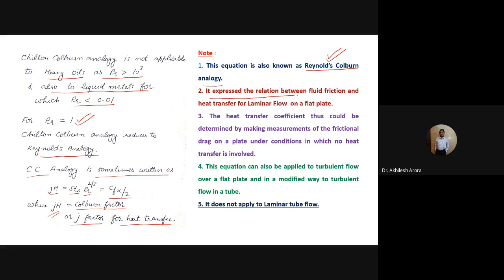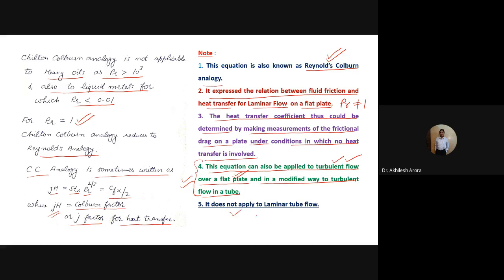It expresses the relationship between fluid friction and heat transfer for laminar flow over a flat plate, when the Prandtl number is not equal to 1. The heat transfer coefficient thus could be determined by making measurements of the frictional drag on a plate under conditions in which no heat transfer is involved. This equation can also be applied to turbulent flow over a flat plate, and in a modified way to turbulent flow in a tube. But yes, it is applicable to turbulent flow over a flat plate. That is a very important point here.